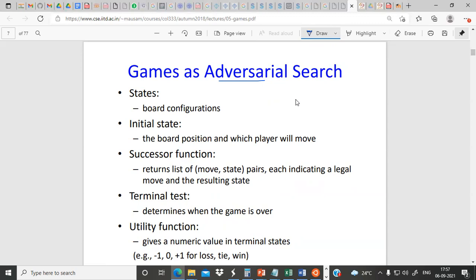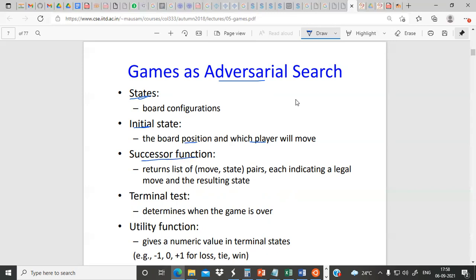So when you consider the game as adversarial search, what are the things it involves? States. States are nothing but board configurations. If you take a chess game, then the different possible board configurations are the states. The initial state is the board position at which you are going to start, the present board position in which the player will make a move. That is the initial position.